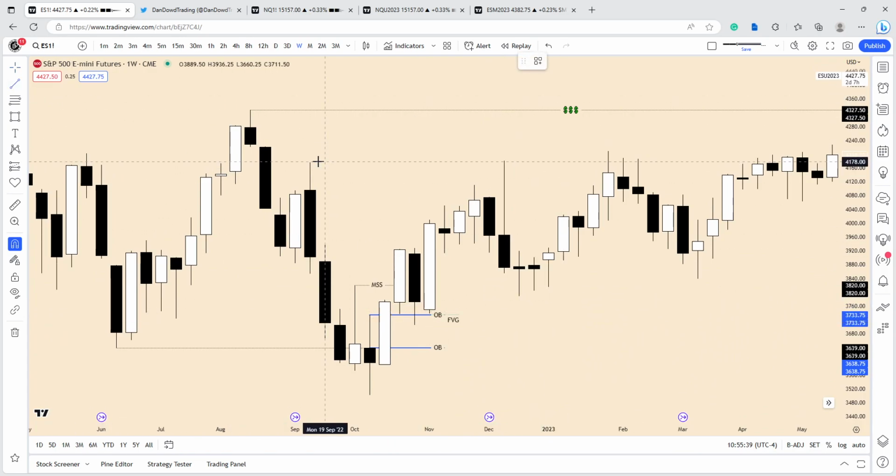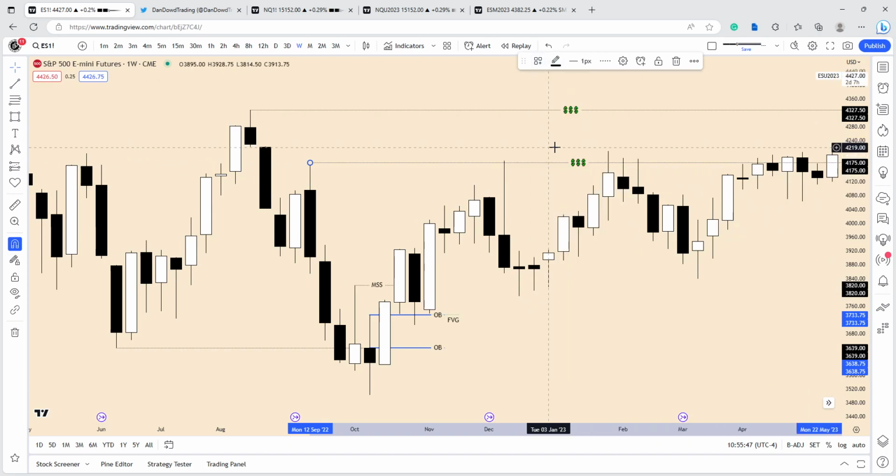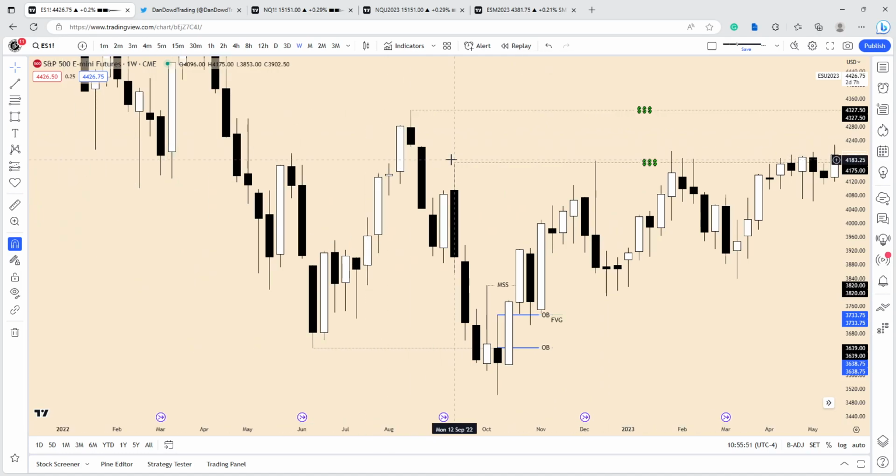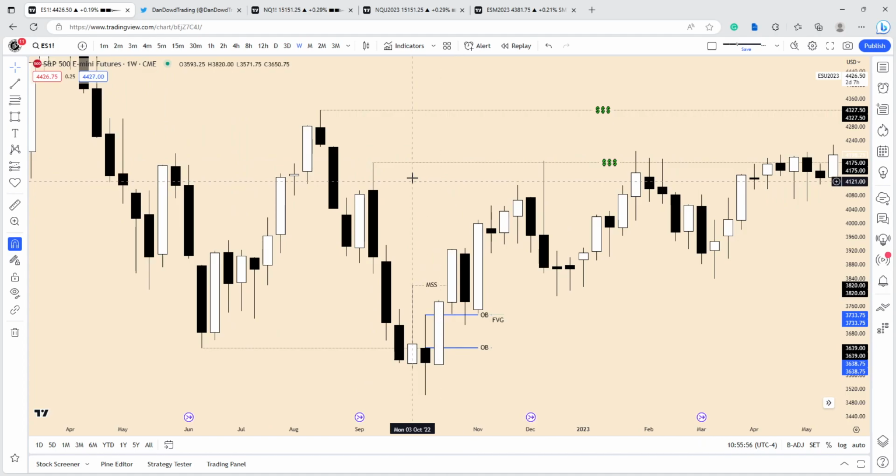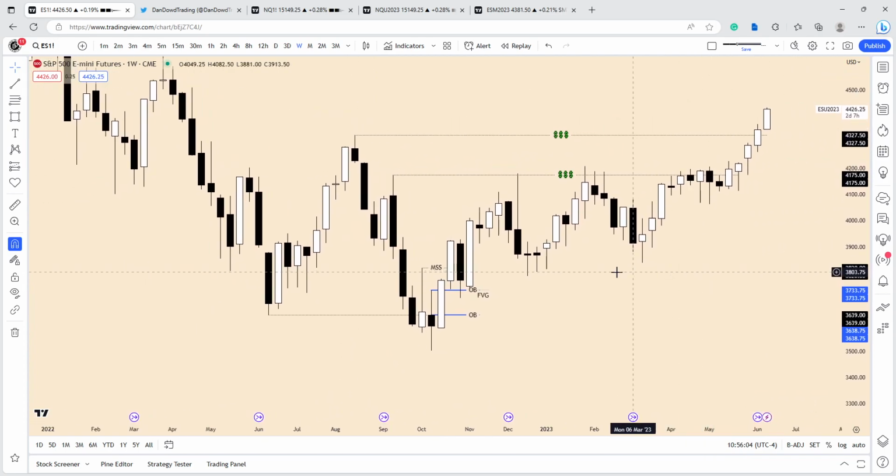What is buy side liquidity? Buy side liquidity rests above old highs. So above old highs is where, it's always going to be above old highs, retail traders are going to have stop losses. So those stop losses are categorized as buy stops. That's why it's called buy side liquidity. So above this high at 41.76, we'll say, and then above this high at 43.27 is going to be buy side liquidity.